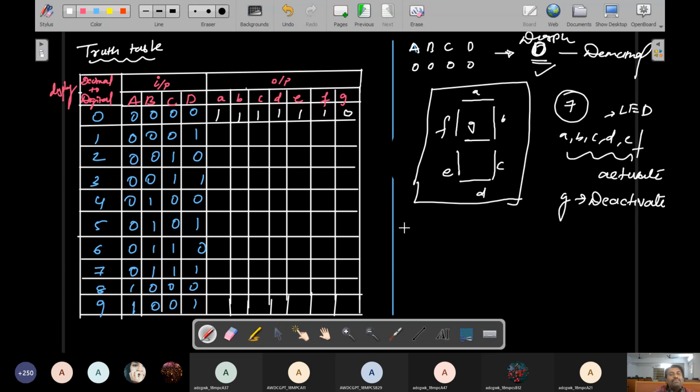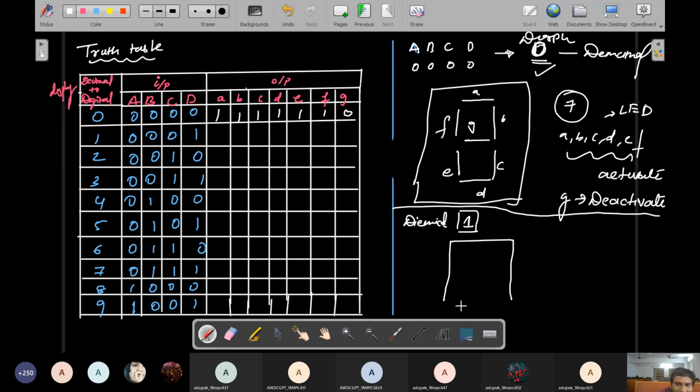I will explain the same principle once again for another decimal. If you select decimal 1 right now, this is your digital display. Out of the 7 segments, called A, B, C, D, E, F, G, you want only 1. So 1 means these are the segments.